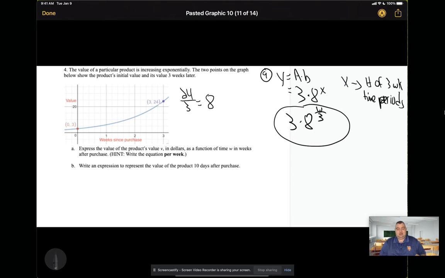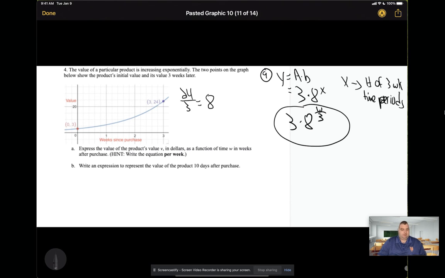Does this work? If I wanted the population after 3 weeks, is 3 divided by 3 an x value of 1? Yes. If I wanted the population after 1 week, that would be x equals 1/3. Well, is 1 divided by 3 equal to 1/3? Yes, it is. So my equation per week is 3 times 8 to the power of W over 3.